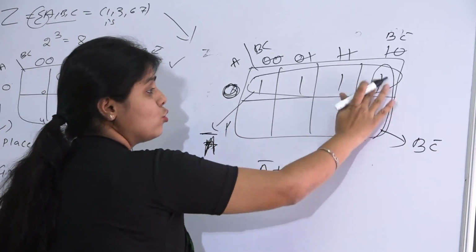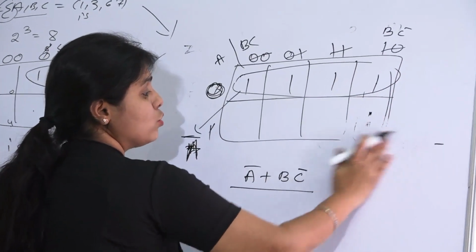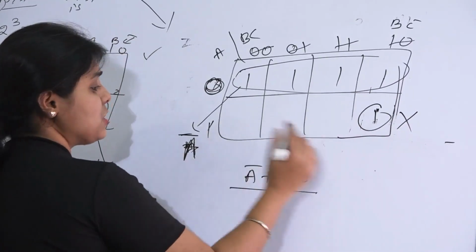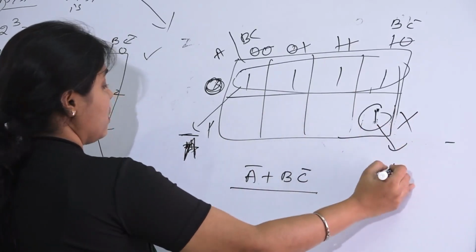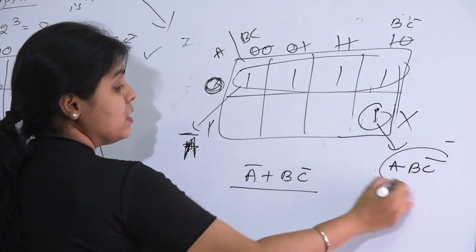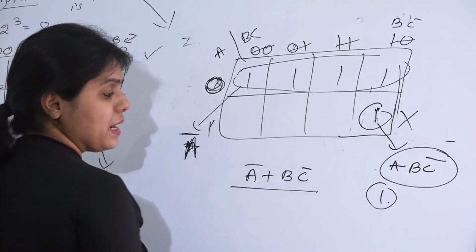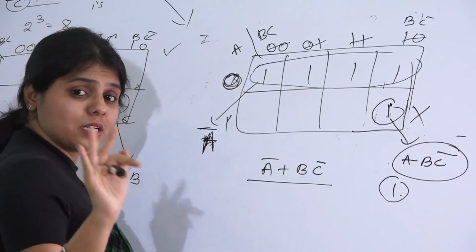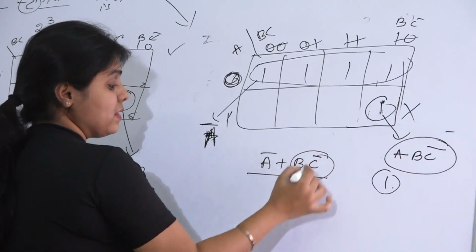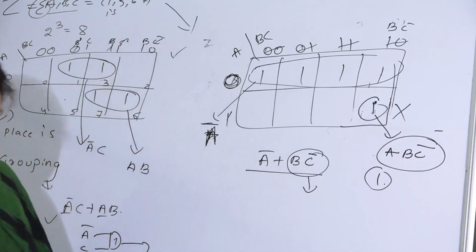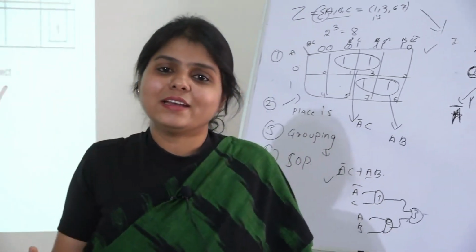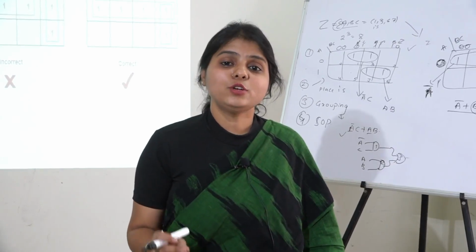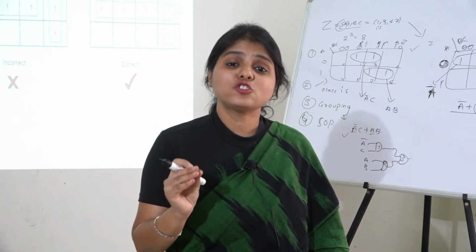If suppose I don't want to do grouping, you say, Ma'am, I don't want to do this grouping, I want to put it individually. You cannot do this. When you do this individually, what would be the expression? It will be A, B, C bar. So when you are doing single pairing, it is A, B, C bar. That is, the expression consists of 3 input terms. Whereas when I am doing a pair, the expression consists of only 2 terms. That is, instead of using a 3 input AND gate, I will be using only a 2 input AND gate here. Got it? So try to reduce the expression as much as possible.